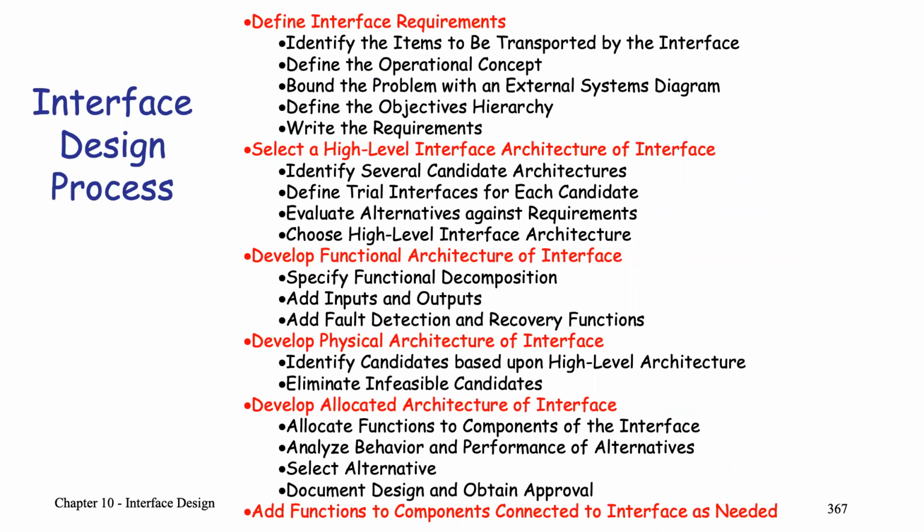So this whole chapter is focusing on interface design, and here are some of the major elements and things below that. You want to define the interface requirements. You want to set a high-level interface architecture, develop a functional architecture, develop a physical architecture, develop an allocated architecture, and add functions to components connected to the interface as needed. A lot of these steps are things we've already spoken about, but we're applying them to the interface specifically, and there's a lot of next-level detail below those that also needs to be addressed as we're going through the interface design process. You could use this as a cookbook for how you're going to go about designing an interface.